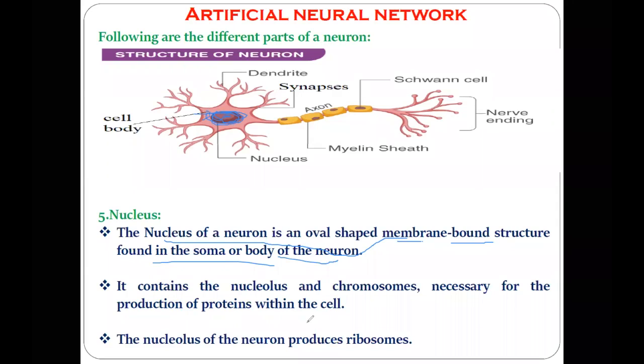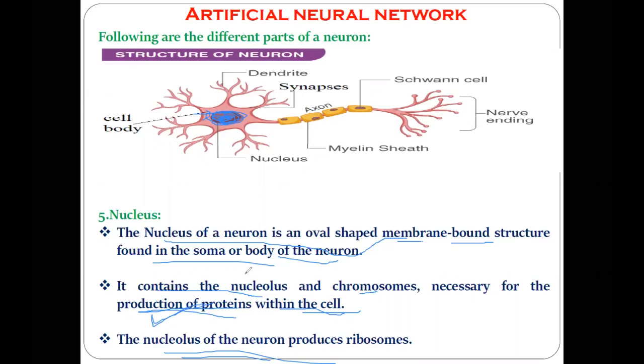Now, what exactly does it contain? It contains some kinds of proteins. This particular nucleus is responsible for the production of proteins within the cell body. Understood? You must have heard about ribosomes, chromosomes, etc. The production of that kind of thing is done by this nucleus, because these proteins and ribosomes are also required for the functioning of all other parts of our neurons, like the dendrites, synapses, axon, etc.